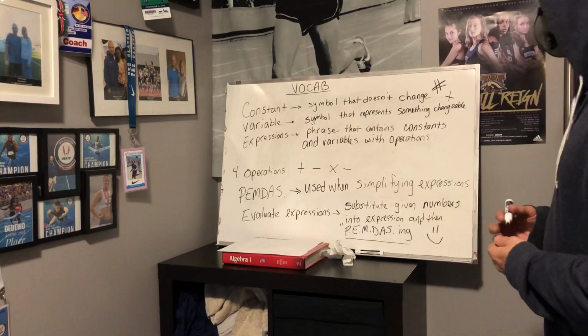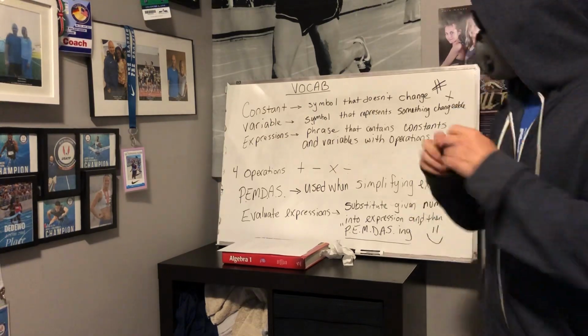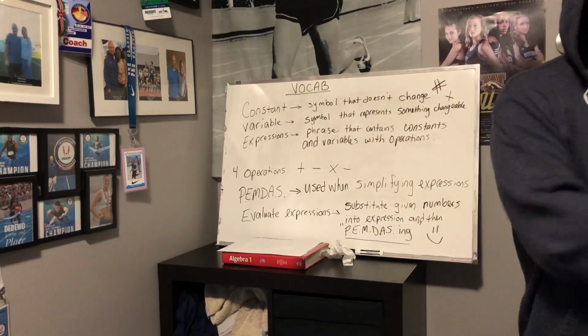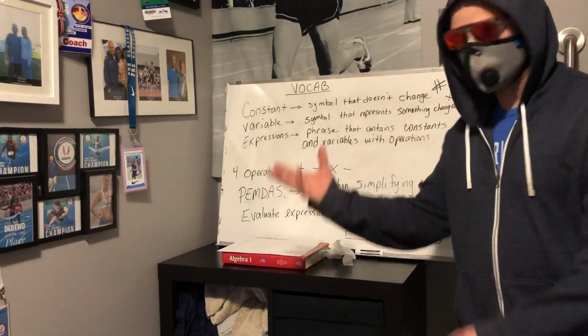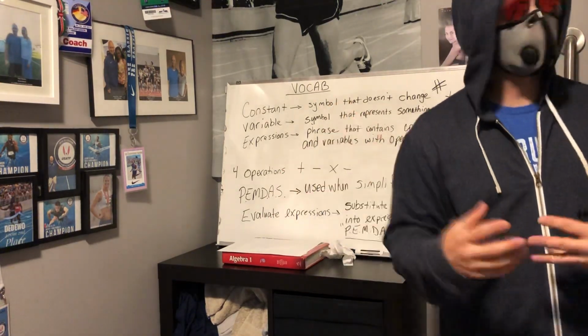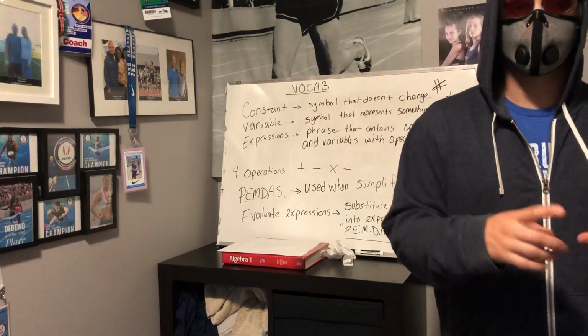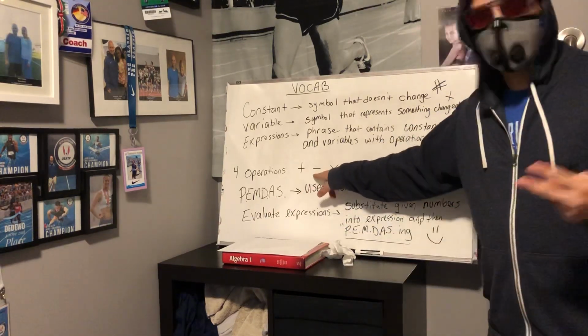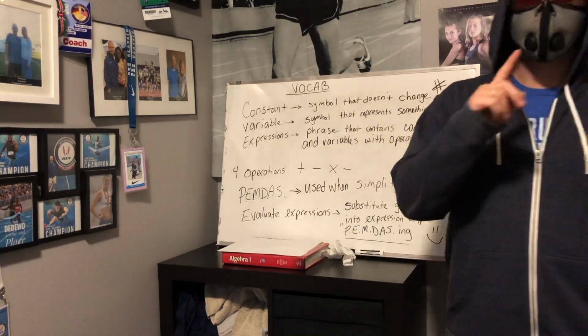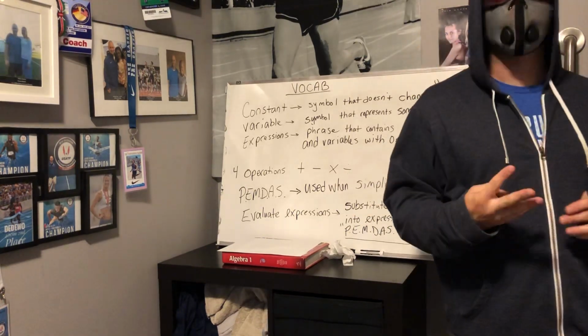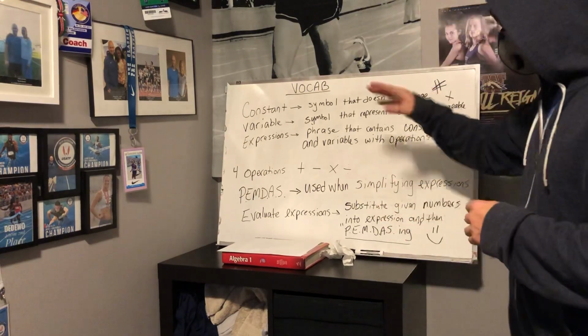All right, expressions. Expressions are phrases that contain constants and variables with operations. So you take a variable, you take some numbers, and then you do the operations. And the operations are addition, subtraction, multiplication, and division. Add, subtract, multiply, divide. Those are your 4 operations of math, and that's what we do.